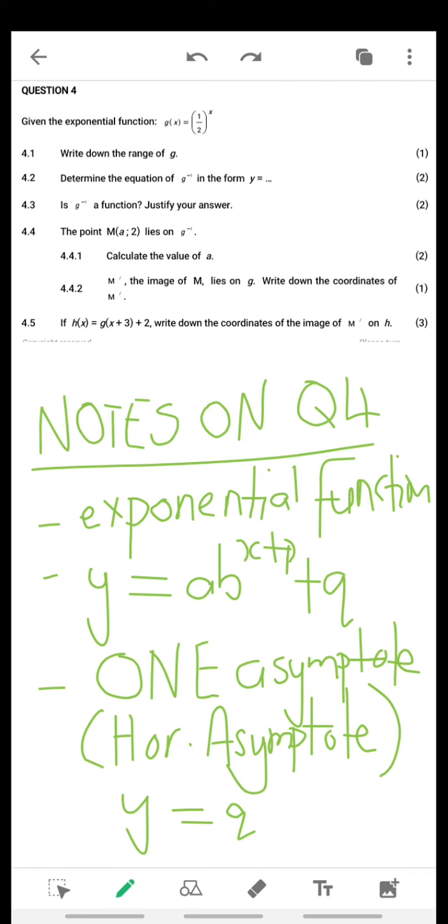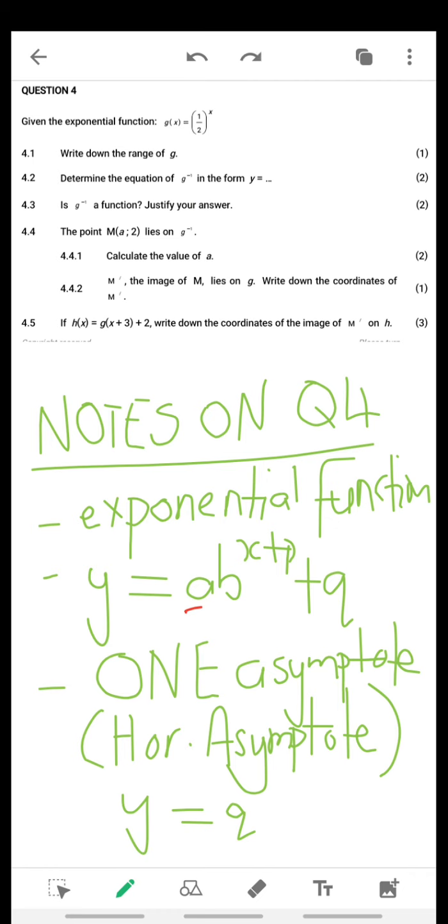One thing that you need to know by now is that an exponential function is an inverse function of a logarithmic function. And also a logarithmic function is the inverse of the exponential function, along the y equals x line. Now, this is a general equation for exponential functions, where you need to know what each of the variables stand for.